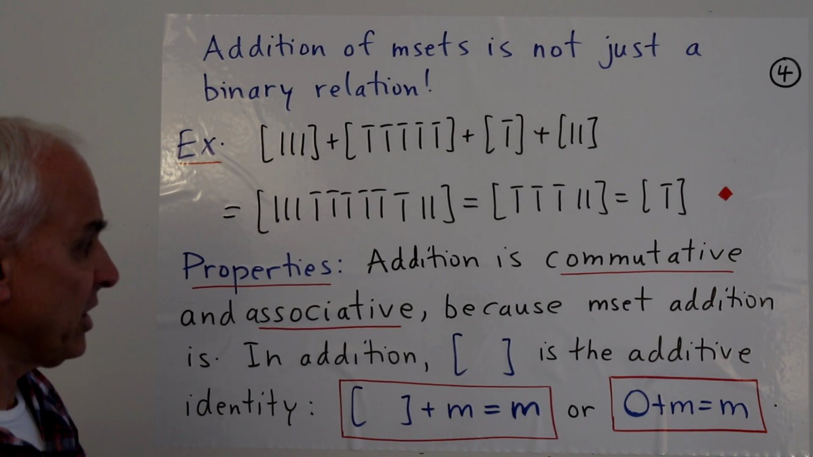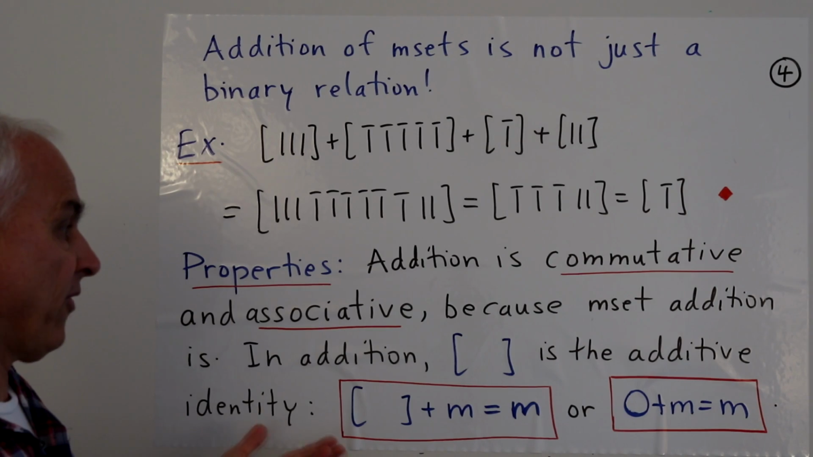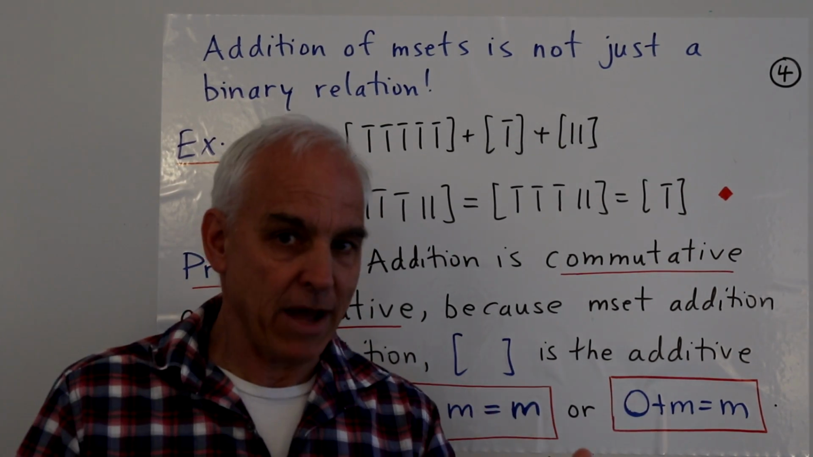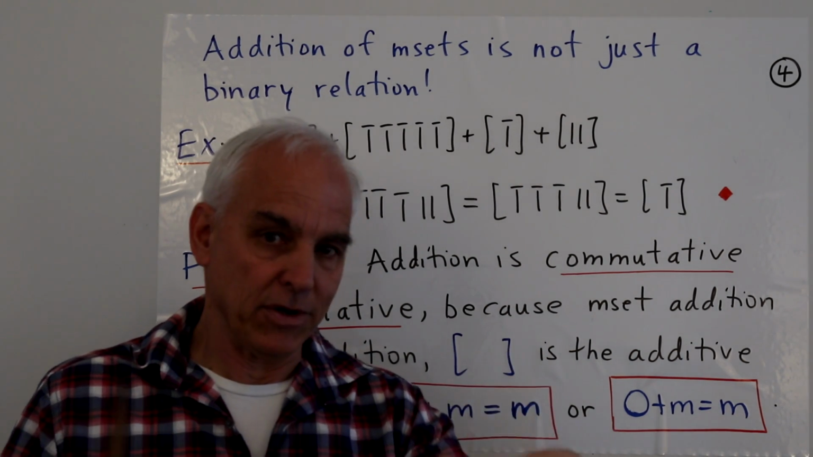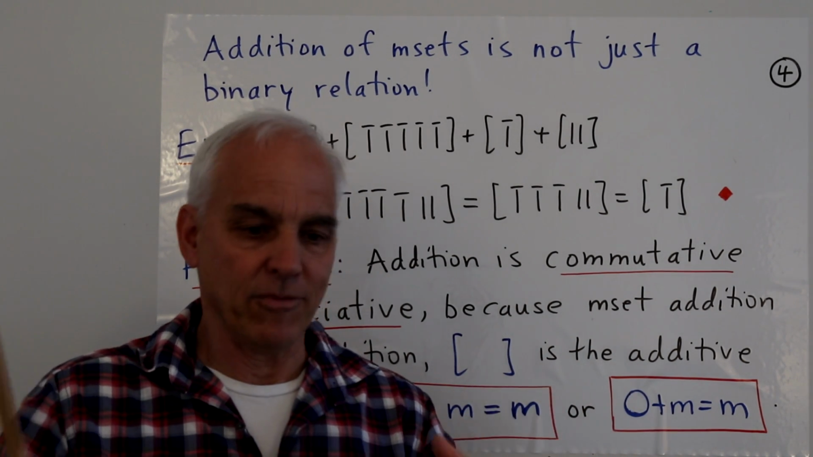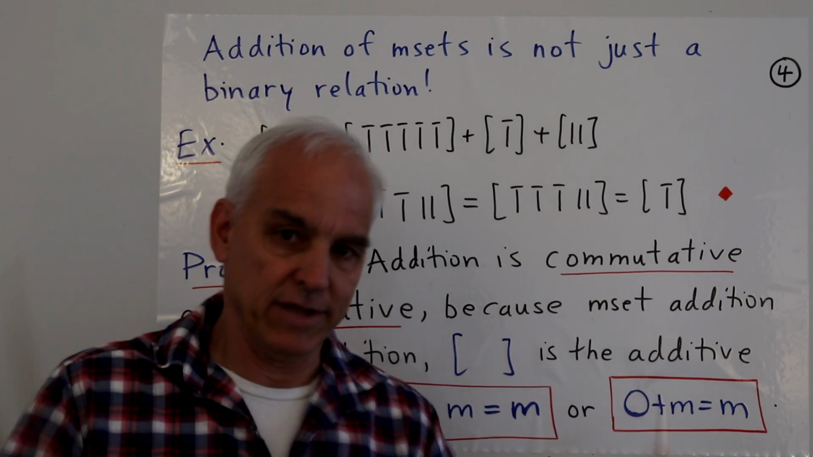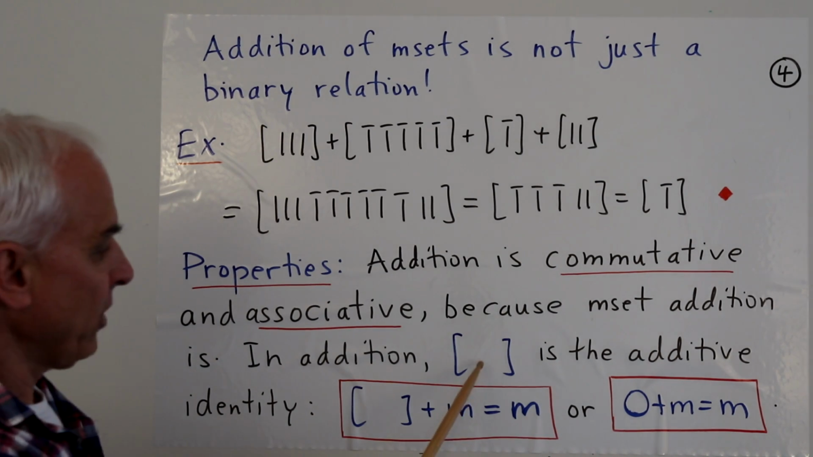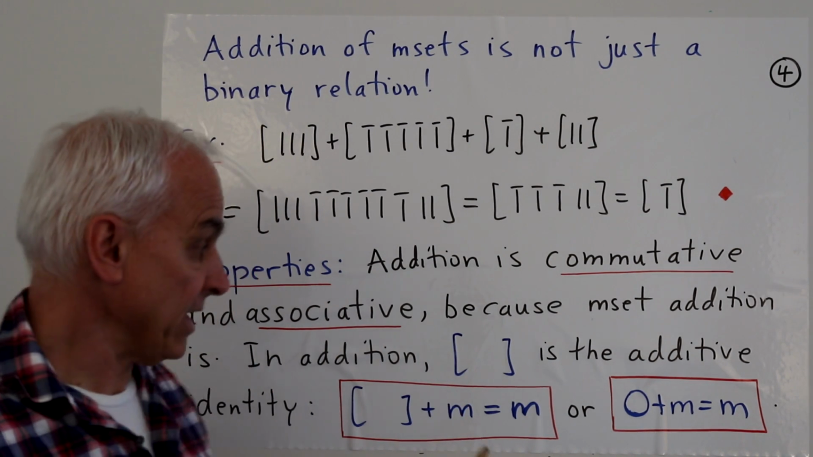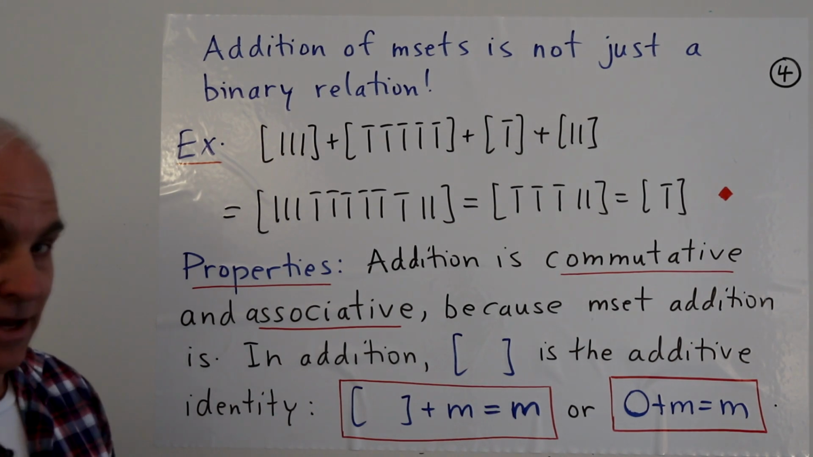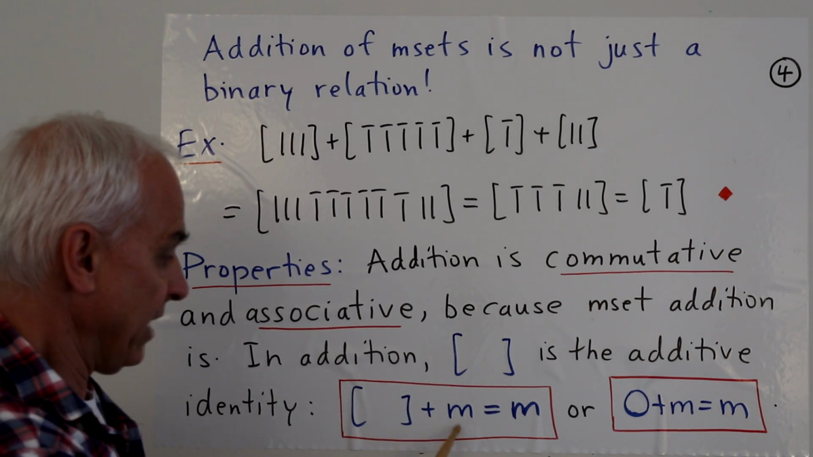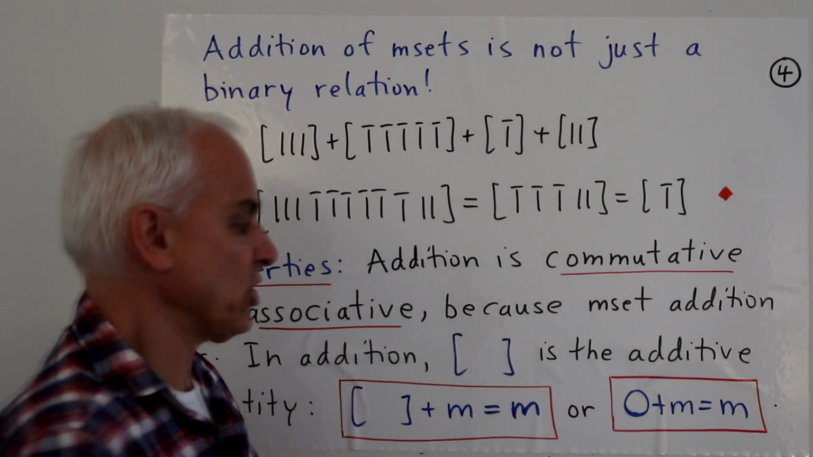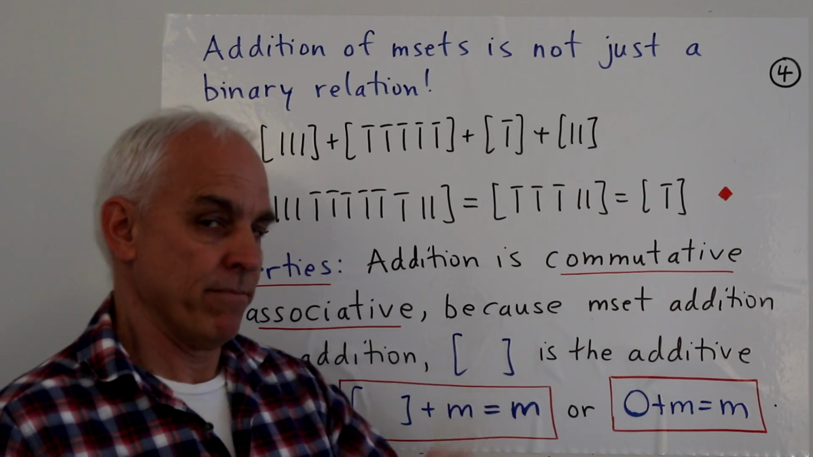So properties, well, addition is commutative and associative. Well, that's because M-set addition is. When we combine multisets, the order doesn't matter. And if we combine 3 or 4 or more, it doesn't matter in what order we combine them. We all get the same collection at the result anyway. And finally also, this particular empty M set plays a special role because it's the additive identity. Namely, if we add it to any integer m, we get m. Or in our more familiar notation, we would say 0 plus m equals m.